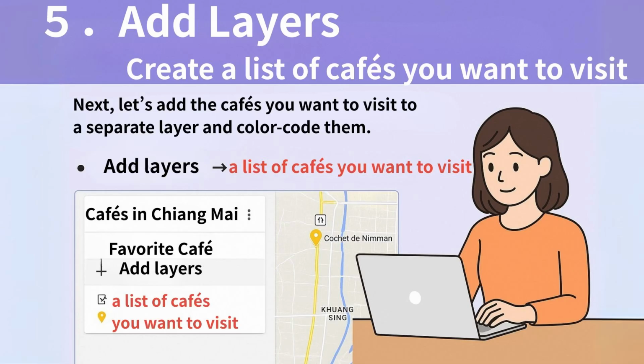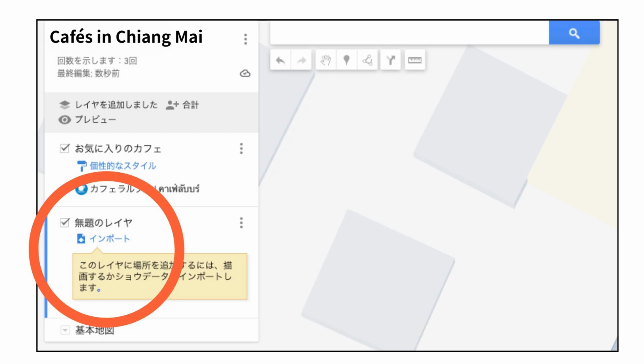Next, let's add the cafes you want to visit to a separate layer and color code them. Click Add Layer and name it Cafes to Visit. When you add a new layer, it first appears as Untitled Layer. Since that name isn't very clear, click the layer name and change it to something that matches your purpose. For example, Cafes to Visit.